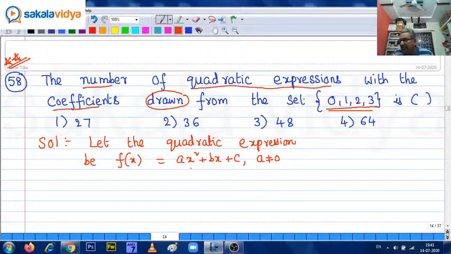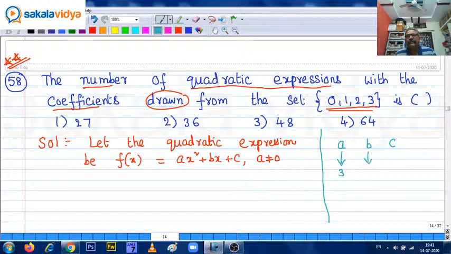If a is 0, it is not a quadratic expression. It becomes a linear polynomial, whose degree is 1. Understood now? So that's why we need to do it like this. That means we need to select a, b, c from this set. How can you select? A can be selected, 0 should not be there, so 3 ways.